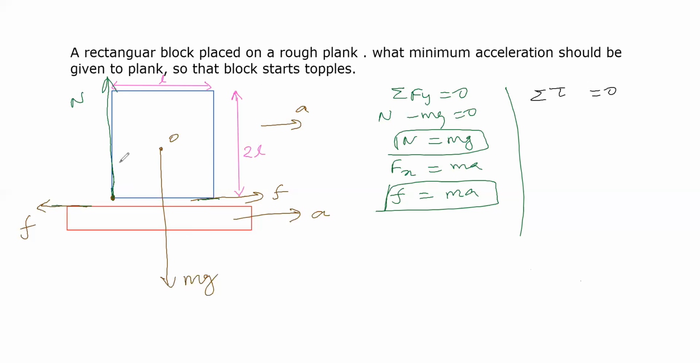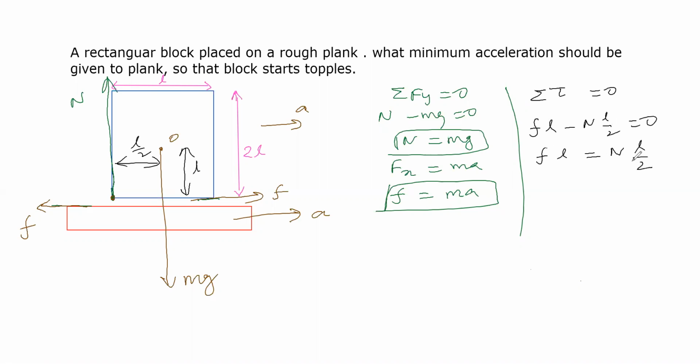Now see, the distance between the normal reaction and the center of the block is L by 2, since this side has length L, and the distance between the frictional force and the center of the block is L, because this side is 2L. Now we take anti-clockwise torque as positive and clockwise torque as negative. That means the moment of force produced by the frictional force is positive, and by the normal reaction is negative. The moment of force due to friction is F into L, force into perpendicular distance, and for the normal reaction it is N into L by 2, and the net is equal to zero. Now F into L is equal to N into L by 2.